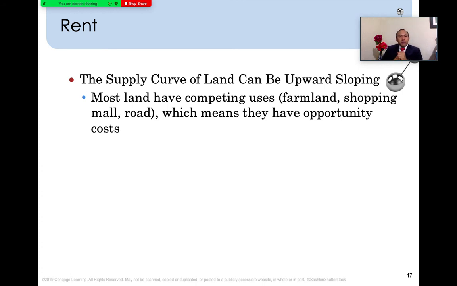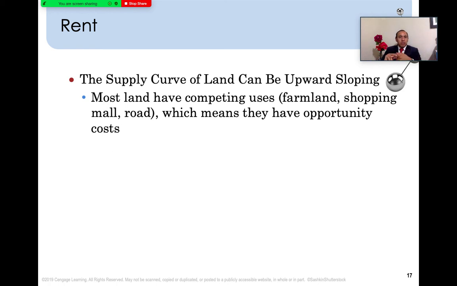The supply curve of land may often be straightforward, vertical, fixed, but sometimes it's actually upward sloping, which has a consistent increase in supply. The price could be a little bit lower. So most land has what is called competing uses. The farmland, if it's not utilized properly, has a trade-off, meaning that it just sits there. It's an opportunity cost trade-off.